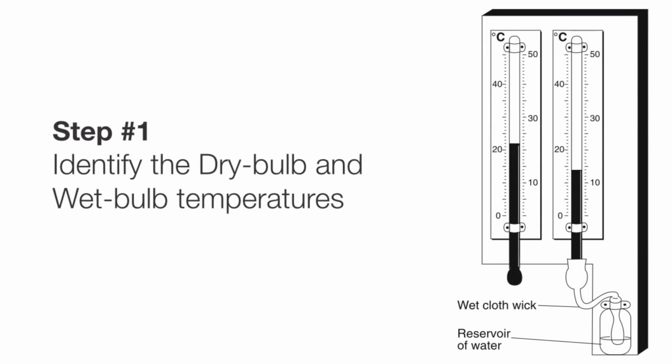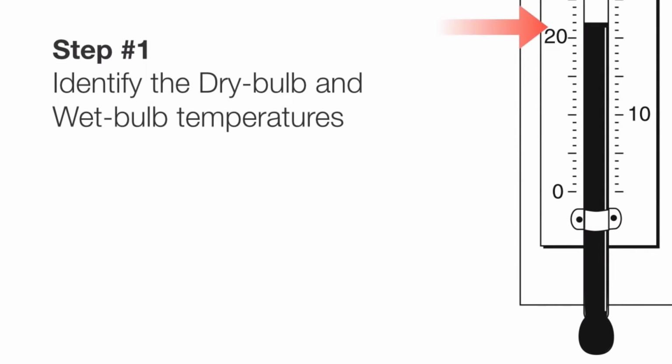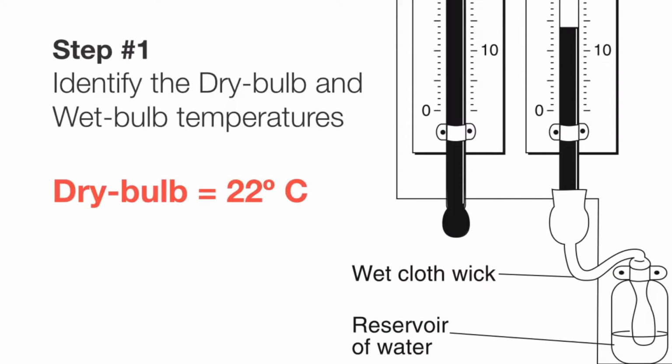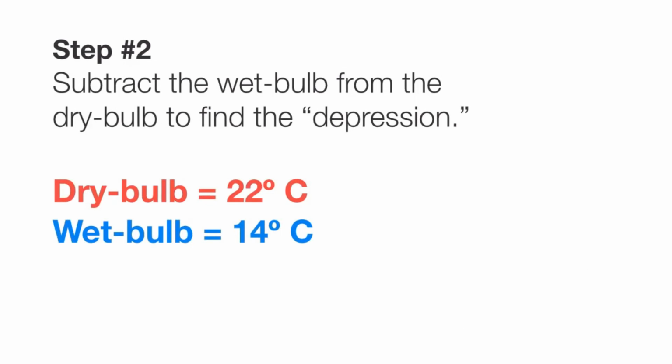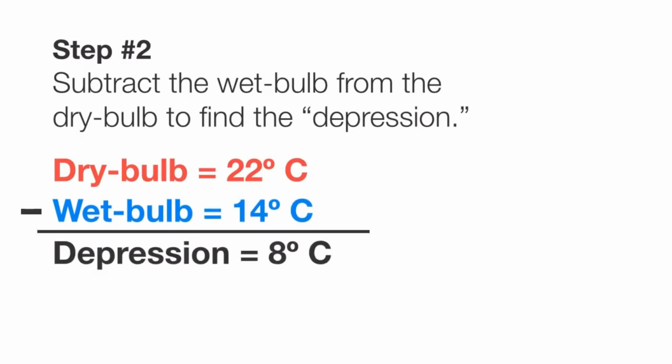So step one is going to be to identify the dry bulb and wet bulb temperatures according to your psychrometer. Let's use this one as an example. If you look right here, you'll see this is the dry bulb, and the temperature appears to be 22 degrees Celsius. If we look over here at the wet bulb, we see the temperature appears to be about 14 degrees Celsius. So now that we have our dry bulb and wet bulb recorded, we have to go to step two, which is subtracting them to find what we call the depression. In this case, 22 minus 14 equals 8 degrees Celsius.